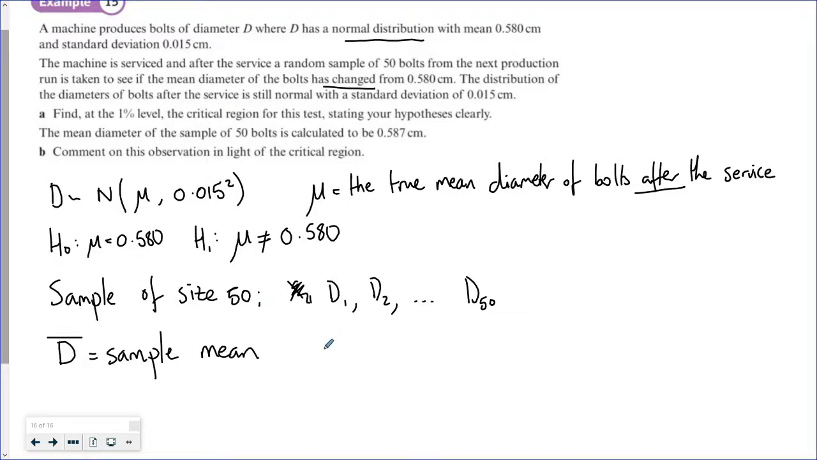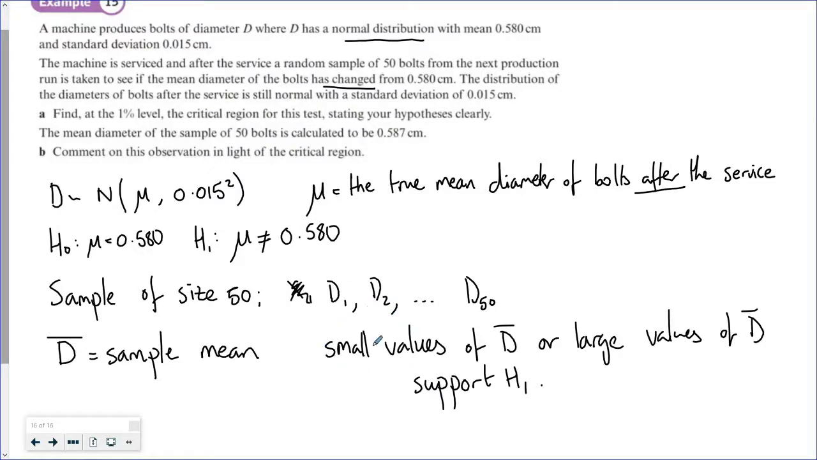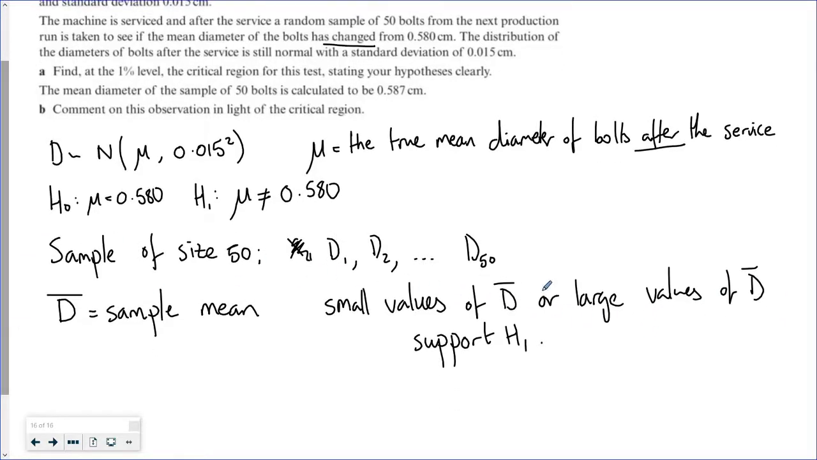So let's write that down. And by small values here, we mean if D bar was less than 0.580 or if D bar was greater than 0.580. And obviously, the smaller D bar is, or the larger D bar is, the more confident we can be that the diameter of the bolts has changed. For example, if I saw from my sample the average diameter was 0.9, then I could be fairly confident that the diameter of the bolt has changed after the service.